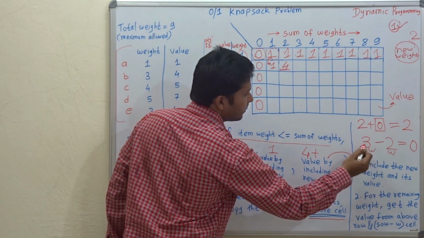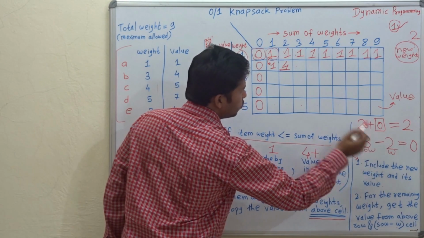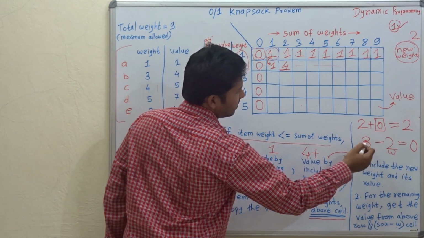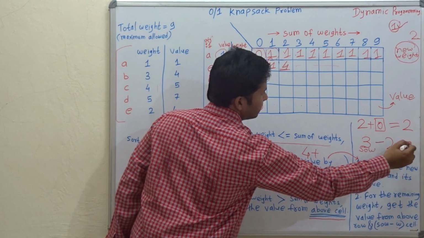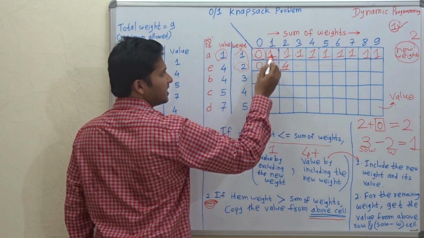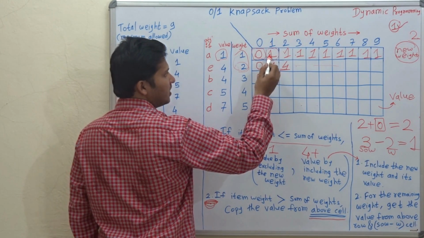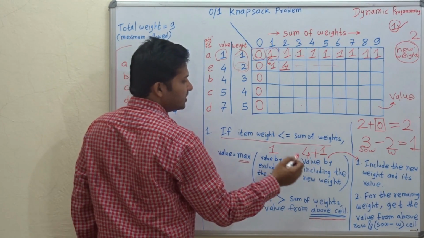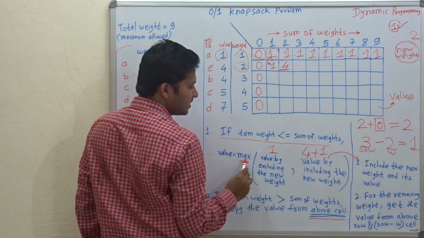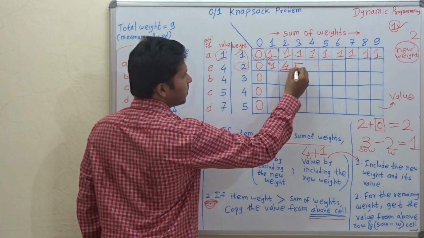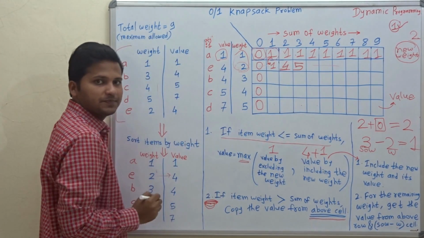It is 3. And what is W? It is 2, as it is the same row. So it is 2. 3 minus 2 is 1. So go in the above row and the first cell. So the value here is 1. So 4 plus 1 is 5. So what is maximum in 1 and 5? 5 is maximum. So I will write 5 here.